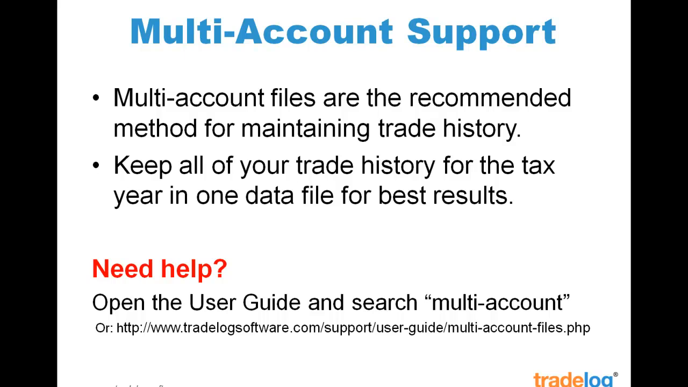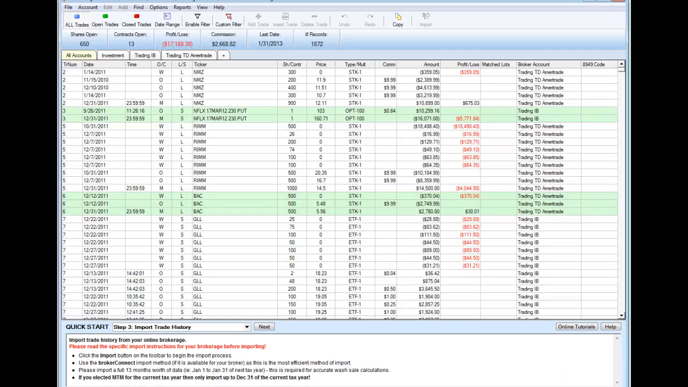The first is the multi-account support. Starting in version 9.3 of TradeLog, we introduced the ability to support multiple account data files. In the past, you had to have a separate TradeLog data file for each broker account that you maintained. Now TradeLog allows you to manage all of your trade history in one file for all types of accounts. We support cash basis, which is filed in Schedule D, mark-to-market for those who've elected Section 475, and also IRA accounts. I'll show you real quickly what this looks like in TradeLog.